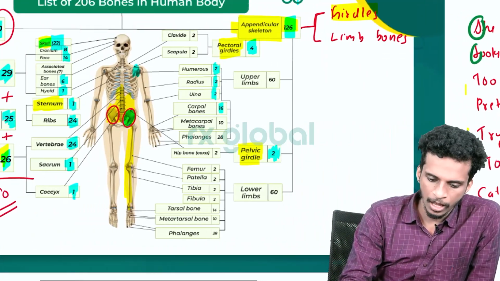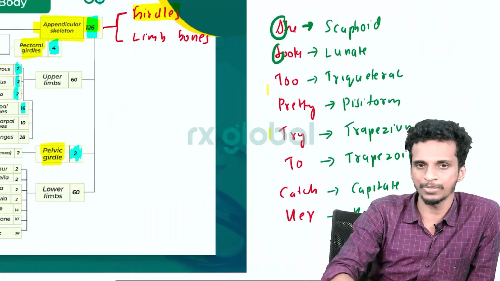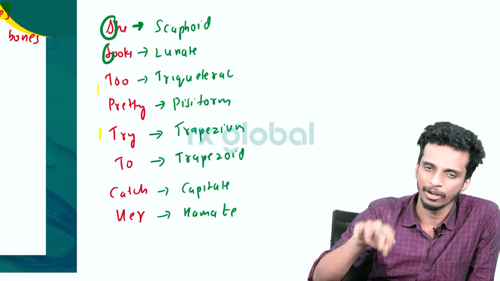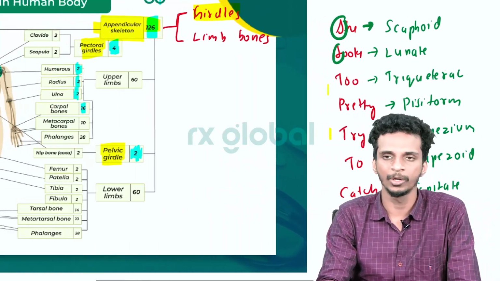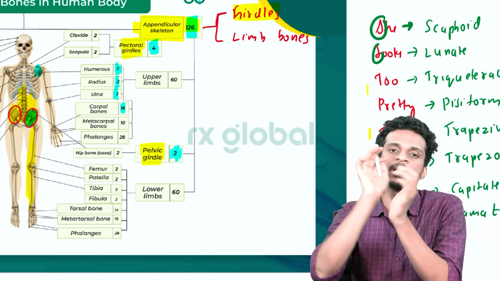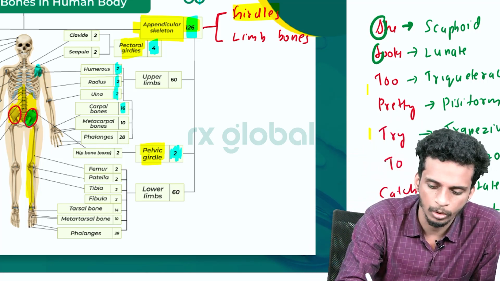Now, you don't need to memorize the names of those bones right now. You will eventually study about it, so no need to memorize it at this point. I have 8 carpals on one side and 8 carpals on the other side, which makes a total of 16.